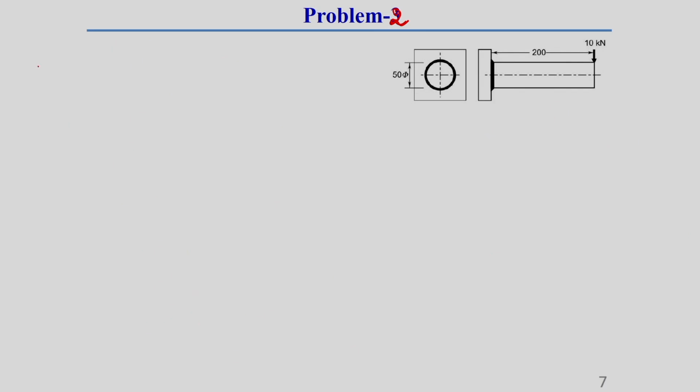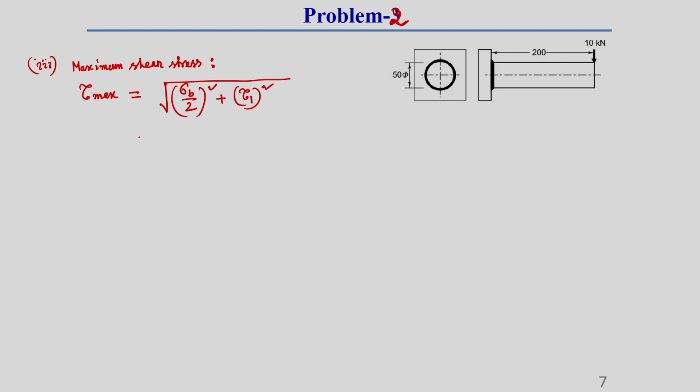So, the third step of this problem is the maximum shear stress calculation. What should be the maximum shear stress calculation? This formulation is very well known to us. We know that it is the square root of (sigma b by 2) whole square plus tau 1 whole square.